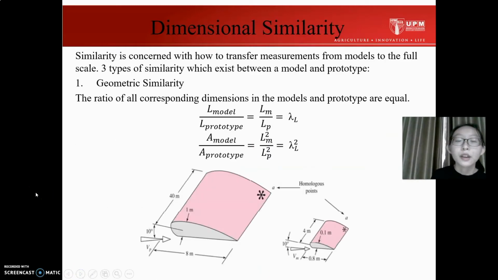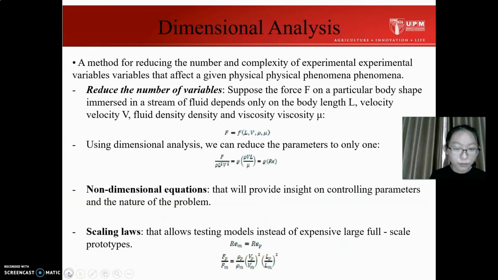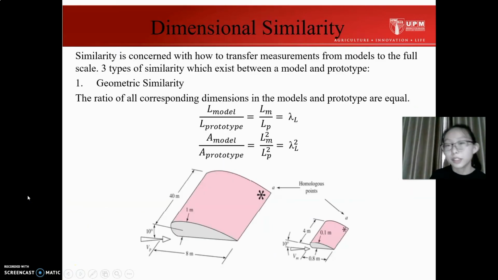Okay. Dimensional similarity is concerned with how to transfer measurements from model to full scale. There are three types of similarity which exist between a model and prototype. First is geometric similarity. The ratio of all corresponding dimensions in the model and prototype are equal.